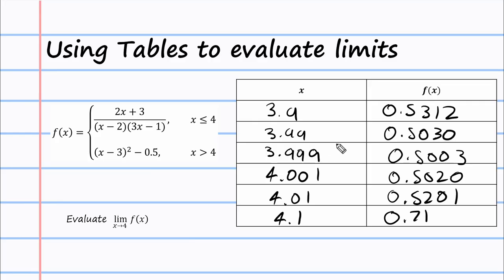From what the table is telling me, it would be pretty reasonable to conclude that f of x is approaching 0.5. So that's what I'm going to say my limit is. And actually, the limit is 0.5. The table allows us to evaluate limits, especially when they get really tricky. Sometimes it's not really that clear.